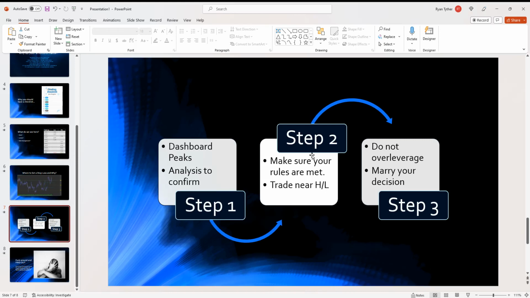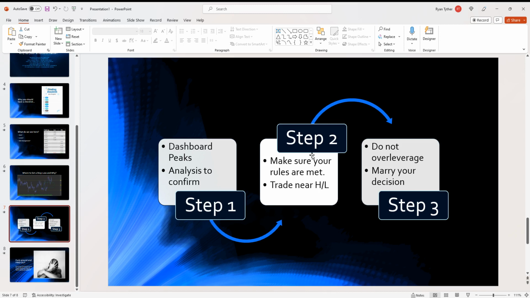So this one is going to be a very quick video. It's just a step 1, 2, 3. Just something for you to remember whenever you are trading using the dashboard and trying to get your consistent results. So number 1, dashboard peaks. Check the dashboard, the Peak Finder dashboard, find the peaks.